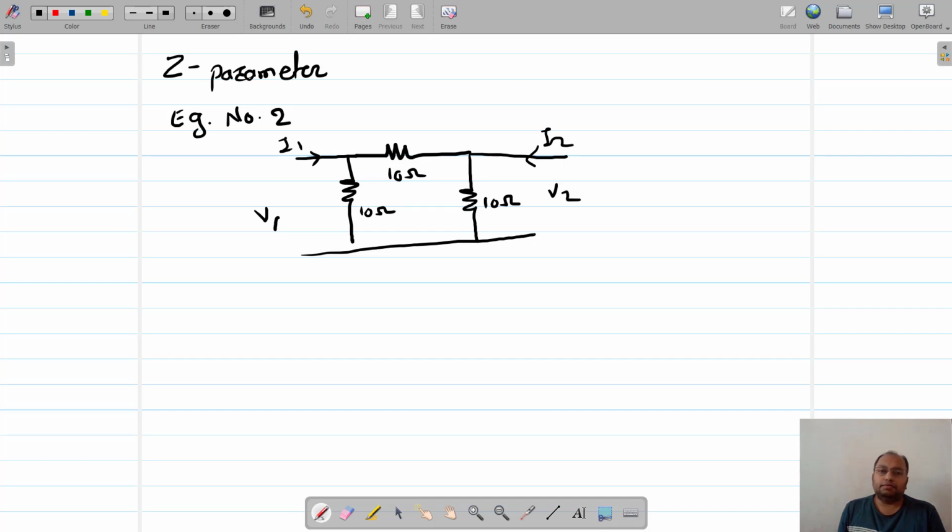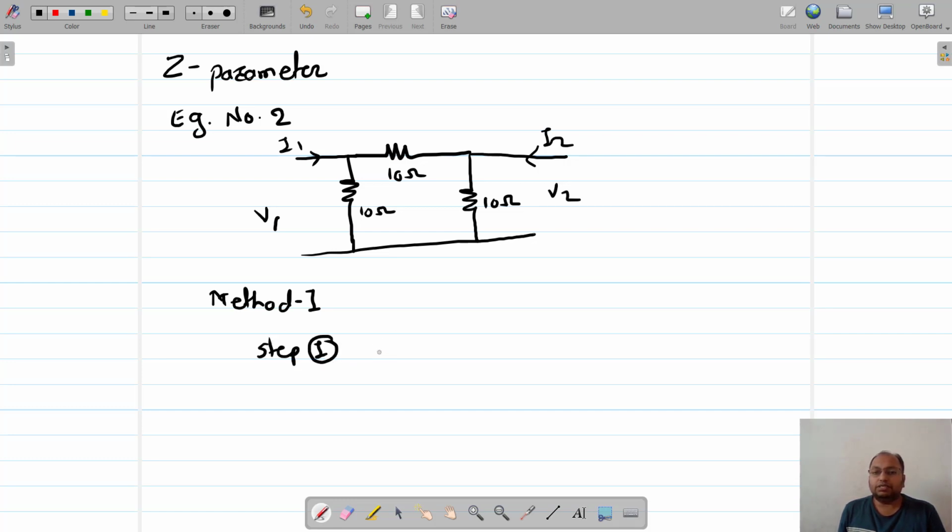So step number 1: to find out the Z parameter we need to simplify this circuit first. We'll go by the traditional method in order to find out the Z parameter, and then we'll go for the simplest method. Let us say this is my method number 1, and then we'll go for method number 2. So what is our step number 1?